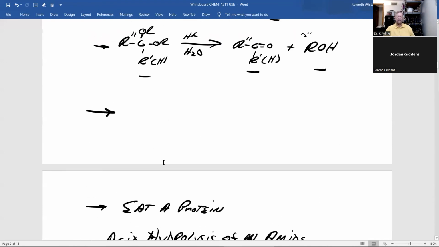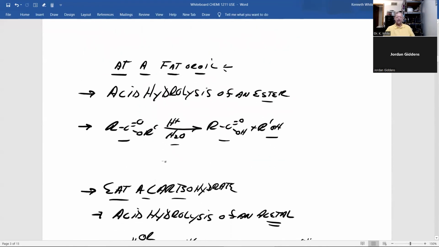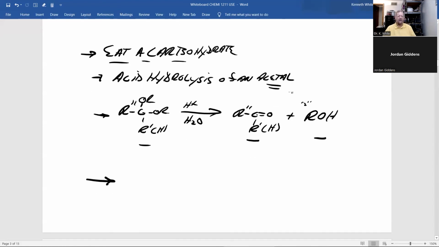So let's go through this again. Eat a fat or oil, key functional group ester. How do you describe that with words and a general reaction? Acid hydrolysis of an ester. Ester, acid, water, you get back the carboxylic acid and the alcohol you would have used to make that ester. When you eat a carbohydrate, what's the key functional group holding glucose together in starches or carbohydrates? And that is an acetal.